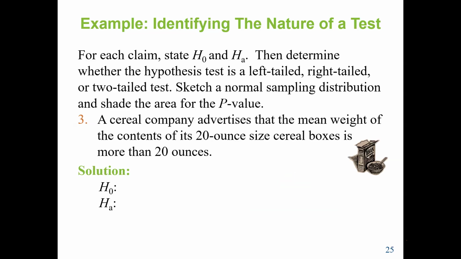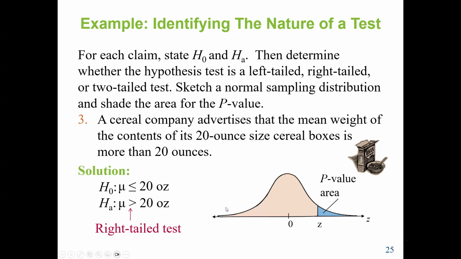Let's see one more example. A cereal company advertises that the mean weight of the contents of its 20-ounce size cereal boxes is more than 20 ounces. So HA is more than 20 ounces, then H0 will be less than or equal to 20 ounces. So this will be a right tail because HA says greater than 20 ounces. So it's a right tail.